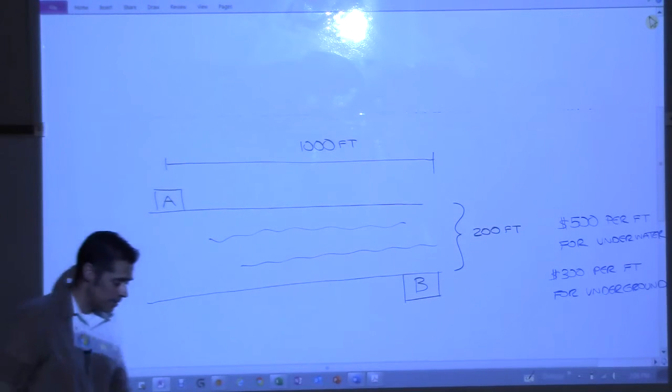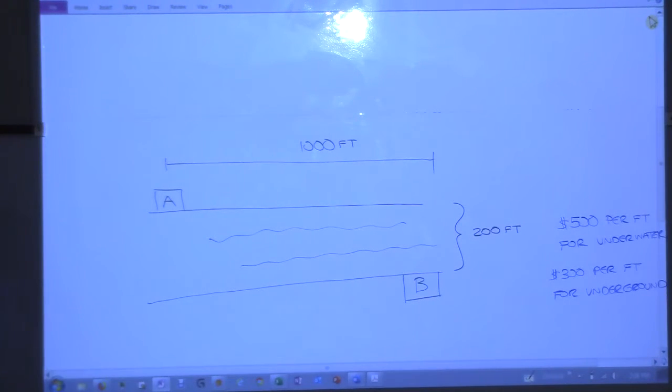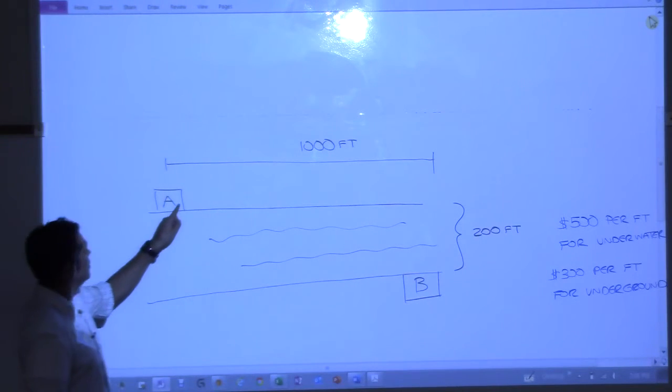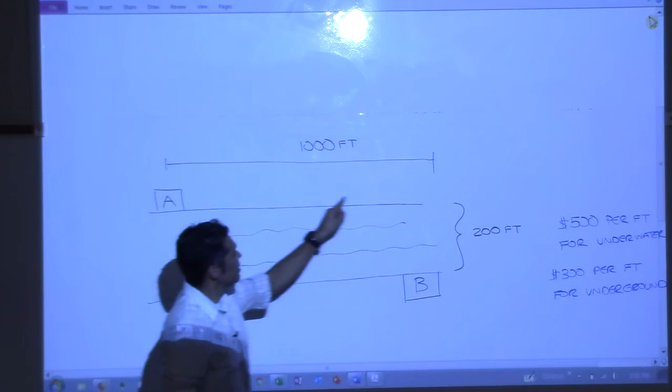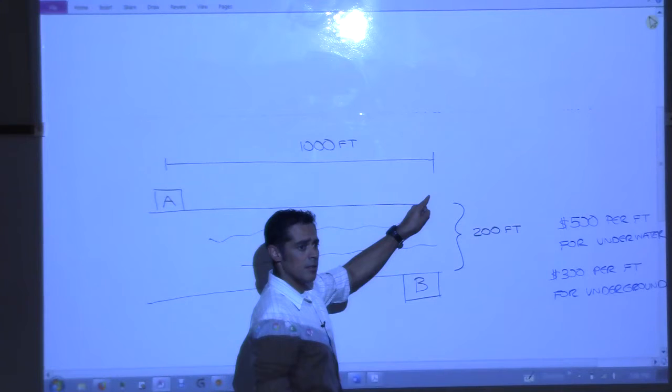Let's talk about this. What do you think? Now we want to find out how far. What's that? 300,000 just from A to B on the ground, lengthwise. If we went from A all the way downstream, that would be $300,000? Yes.